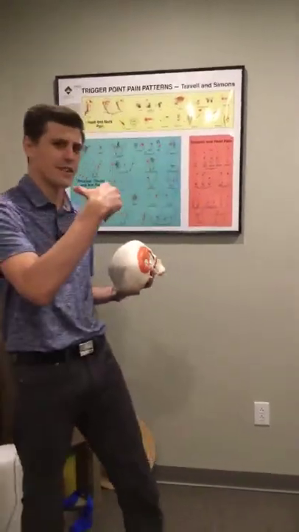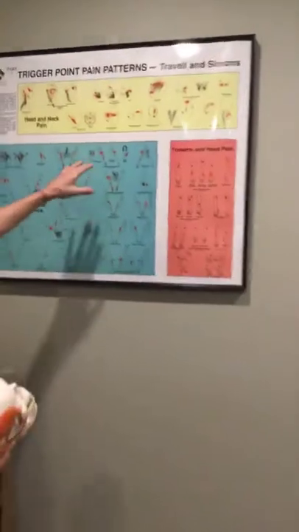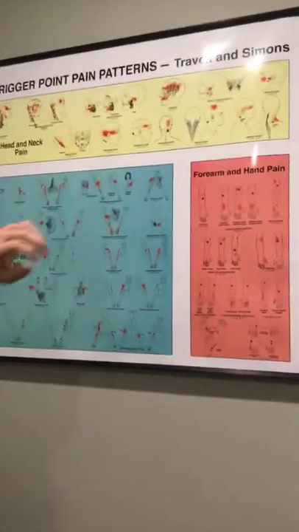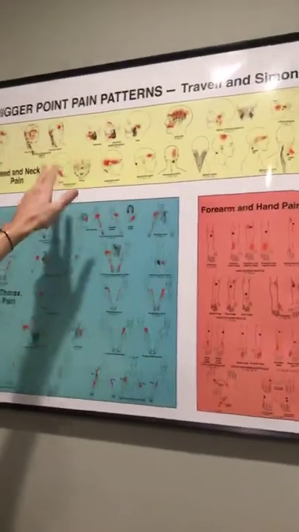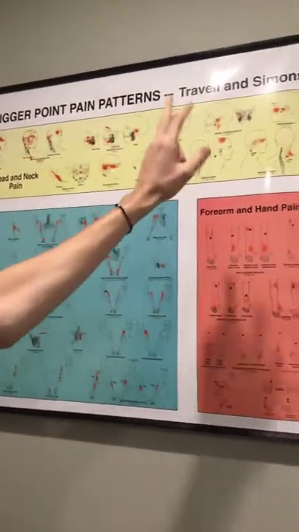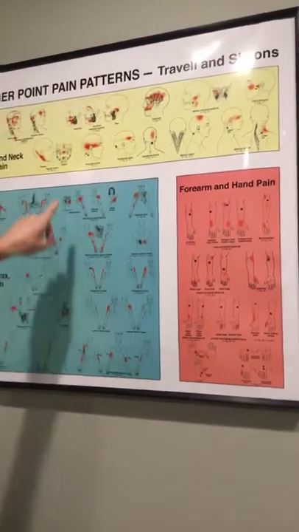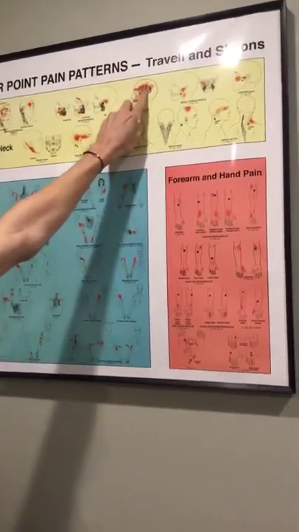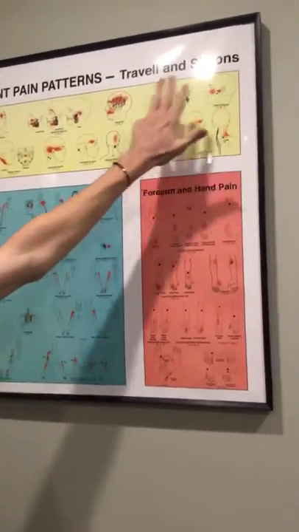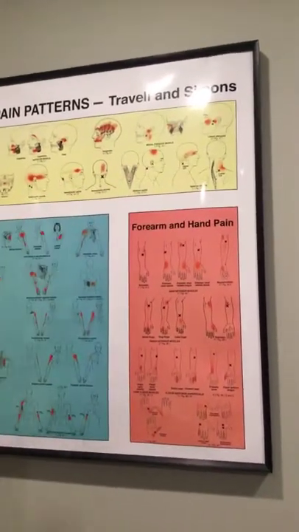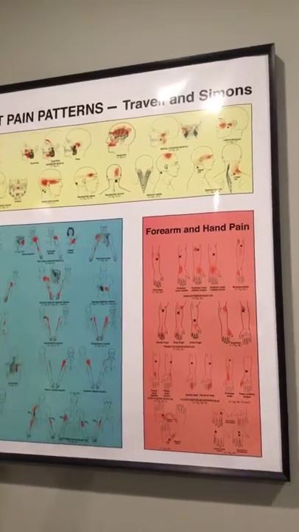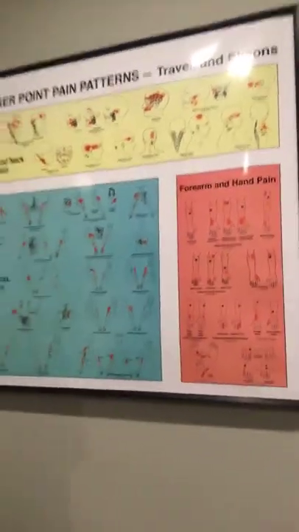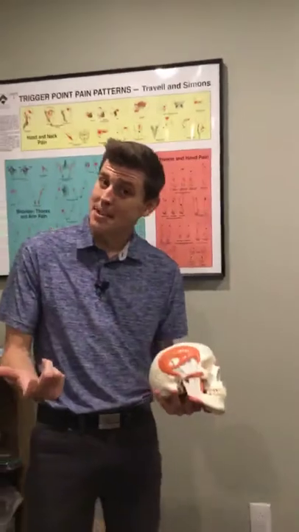If we walk over here to our trusty little poster, Travell and Simons, our trigger point chart, this whole top chart is 13 muscles that refer pain up into the area of the jaw. These are all muscles that we're palpating, trying to find whether we can find a trigger point that reproduces your symptoms, number one, and then number two, why it's there in the first place. Because of that, it takes a little bit of time. It takes a thorough assessment to find that.